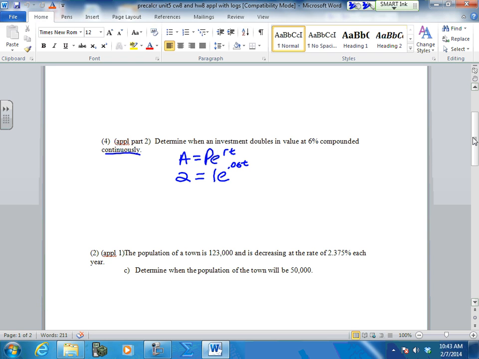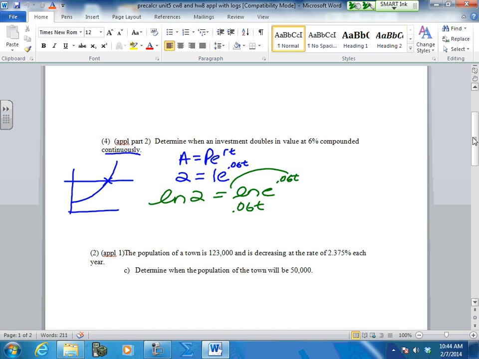We graphed it. We said, okay, exponential growth, I want it to double, tell me where they intersect. Now, we can solve it algebraically because you know your power rule brings down your exponent. And because this is a base e, what do I have to use? ln. So I take the ln of both sides. I have an equation. Now you bring this out. What happens to ln e? Cancels.